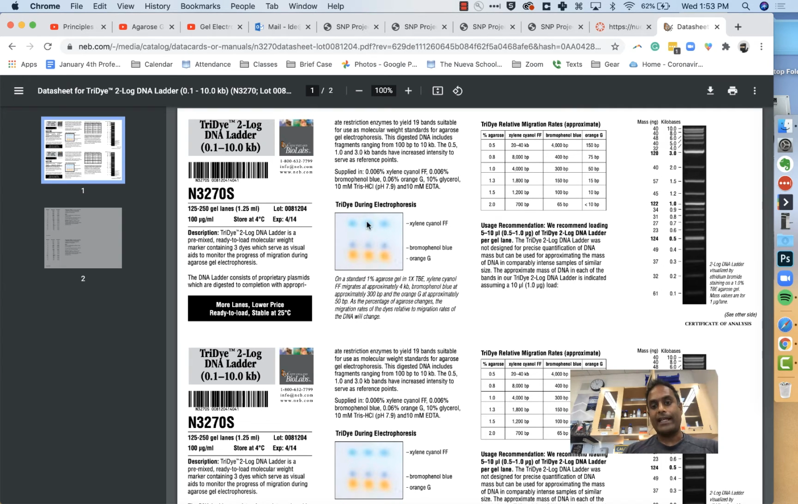When I'm looking at it, and when I say looking at it, I mean with my eyes, I'm going to look at the dyes. This orange dye travels with 50 base pairs. This dark blue dye travels with 300 base pairs of DNA. And this light blue dye travels with around 4 kb.